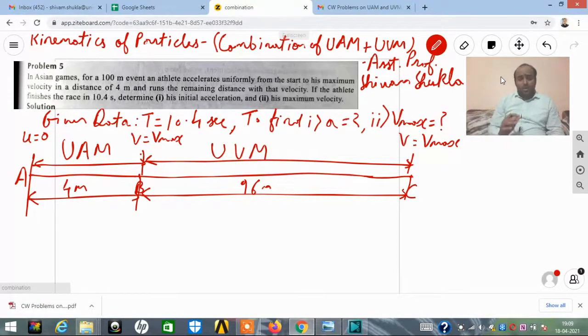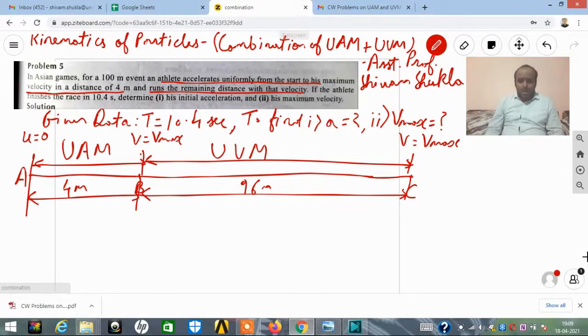Now students, how do we understand that this is a problem on the combination? If you see it very clearly, they have written that for a 100-meter event an athlete accelerates uniformly from the start to his maximum velocity in a distance of 4 meters. This is UAM mentioned in the question. And he runs the remaining distance with that velocity, that means with Vmax he runs the remaining part of his distance. That is why he performs UVM from B to C, and that is why it is a problem on combination of both.